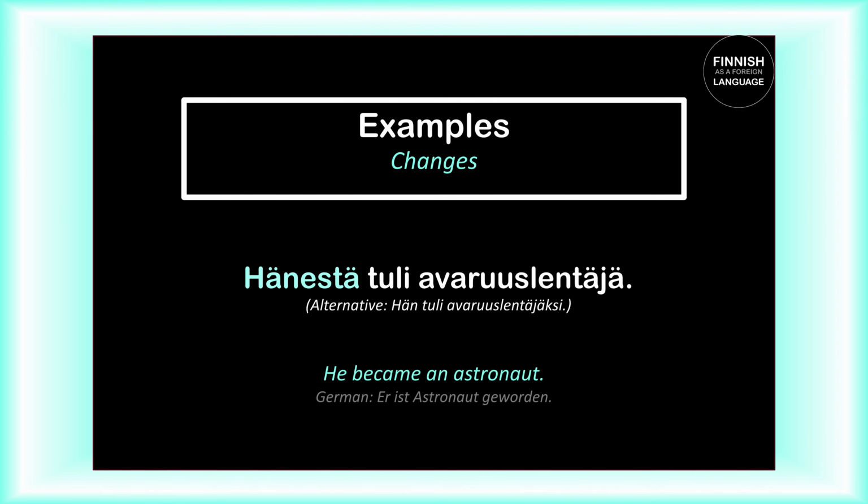Tuli is the third person past tense of the verb tulla, and avaruuslentäjä means astronaut. So let's repeat. Hänestä tuli avaruuslentäjä. He became an astronaut. By the way, if you already know the translative case, then of course you can also say hän tuli avaruuslentäjäksi, which also means the same.